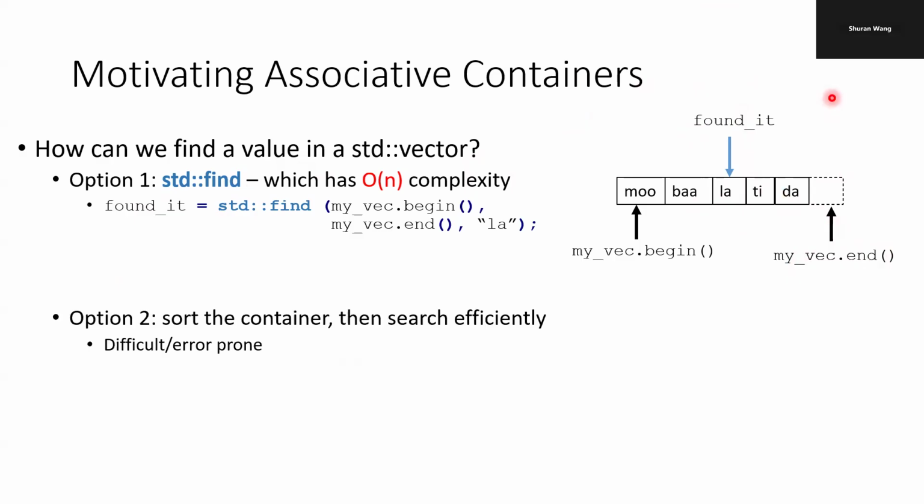Option 2, we can sort the container and then search more efficiently. For example, if we have a sorted list or array or vector, we can use binary search, and binary search takes log n time, right? But this is difficult and error prone because you need to sort the container first, and if you forget to sort for any one of the iterations, it won't work.